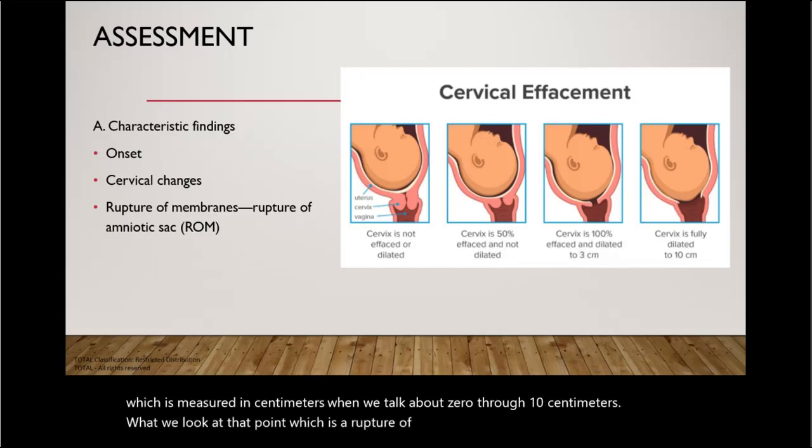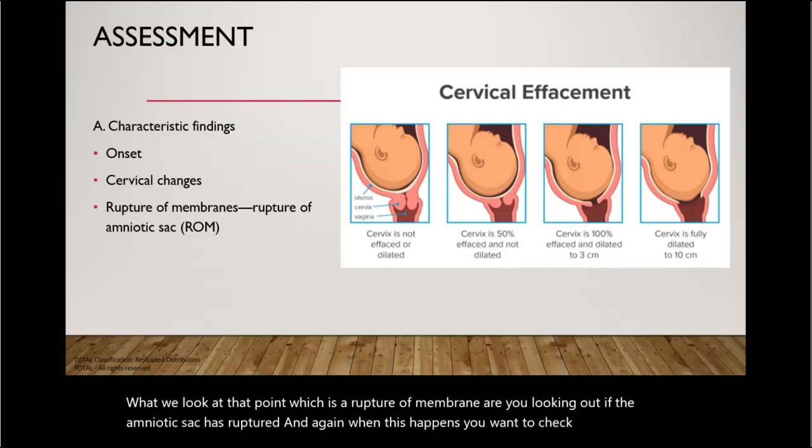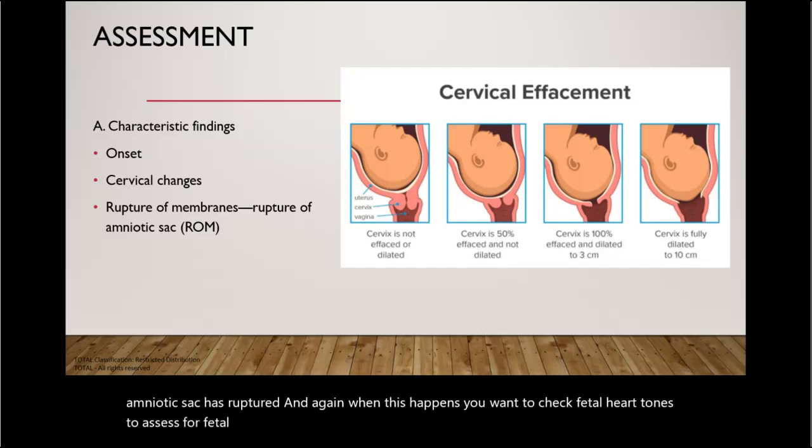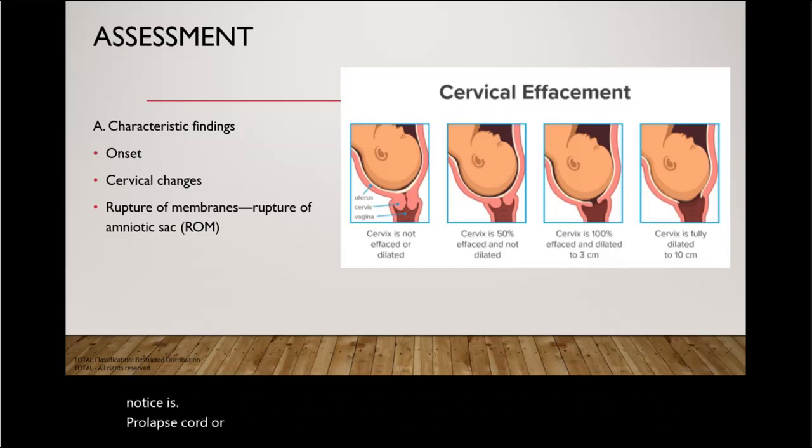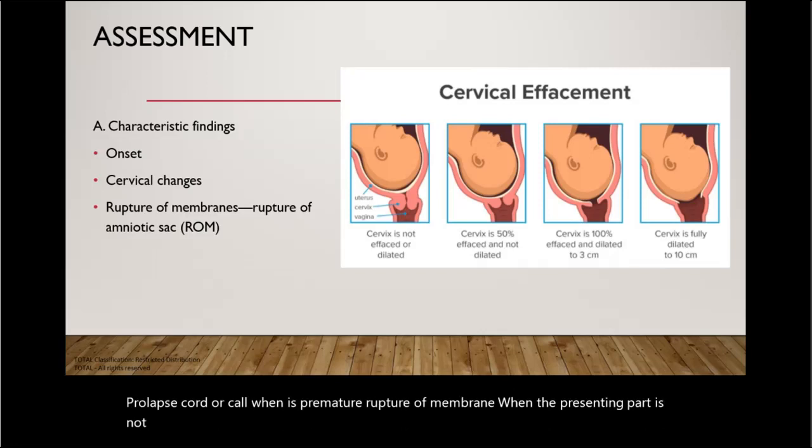You're looking at whether the amniotic sac has ruptured. And again, when this happens, you want to check fetal heart tones to assess for fetal distress. You also want to assess for prolapsed cord. Prolapsed cord would occur with premature rupture of membranes, when the presenting part is not fully engaged. If there's fetal distress, you want to suspect prolapsed cord, and then if you can physically see the protruding cord.